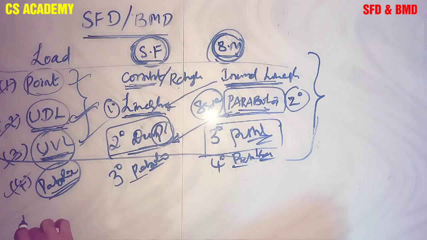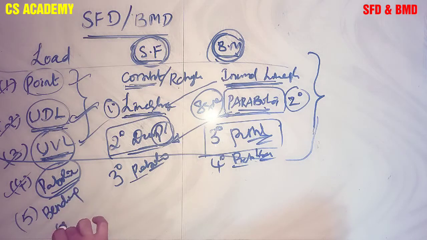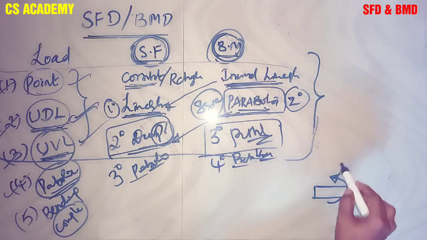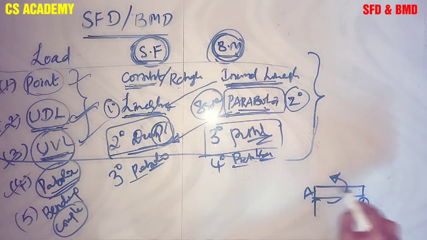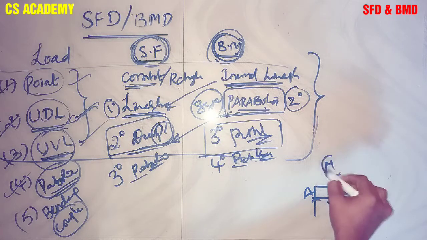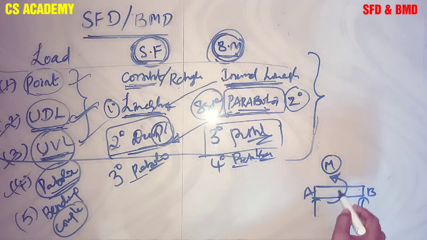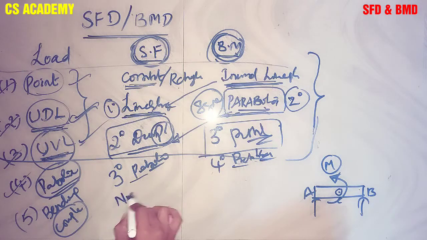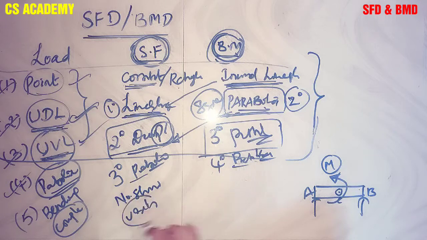One more important load: a bending couple. If a bending couple is present on this beam, let us consider this is the beam. Some bending couple is acting on this simply supported beam with ends A and B. Let us consider this is the bending couple or moment, acting at this point C, which lies between A and B. How does the shear force vary for this bending couple? There is no shear variation in case of a bending couple existing between points A and B.